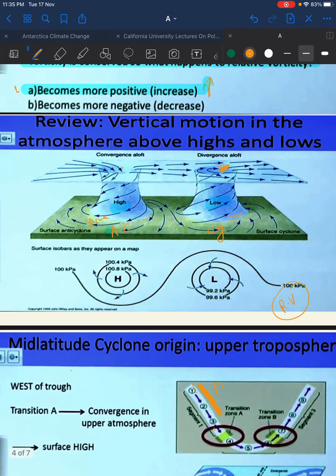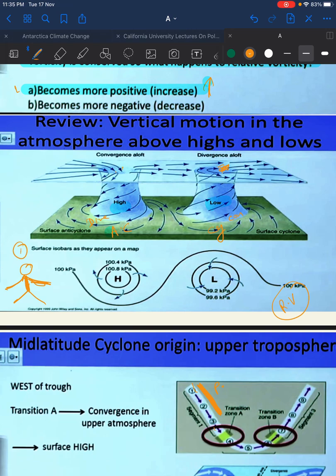So look, you must have seen this concept with a ballet dancer. Ballet dancers, to increase their angular momentum, their angular velocity, what do they do? They fold their hands.